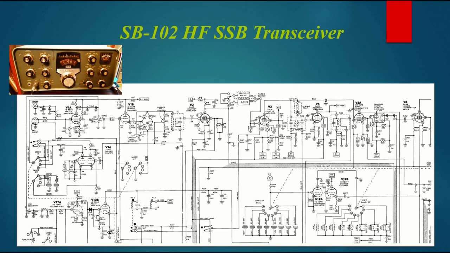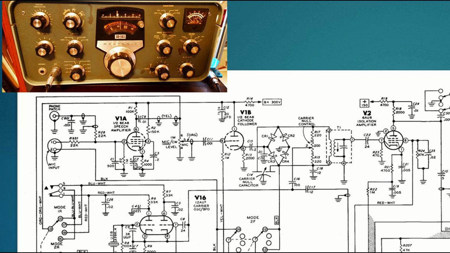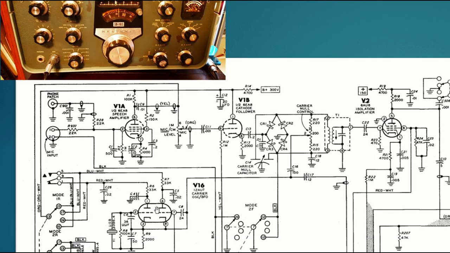Now, before we dive into the theory in depth, let's take a look at three schematics. This is a ham radio SB102 high-frequency single sideband transceiver. And as you can obviously see, it's built with tubes. What I'm hoping is that after today's talk, we will be able to understand much better what each of these stages does. But real quick, before we get going, let me walk you through.